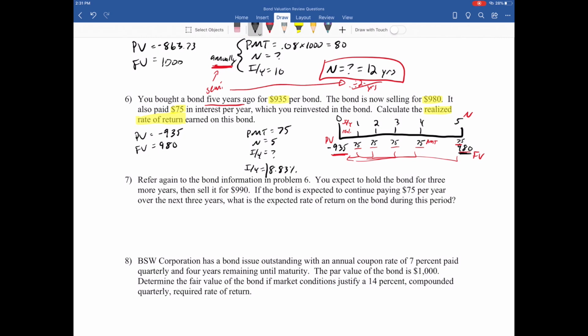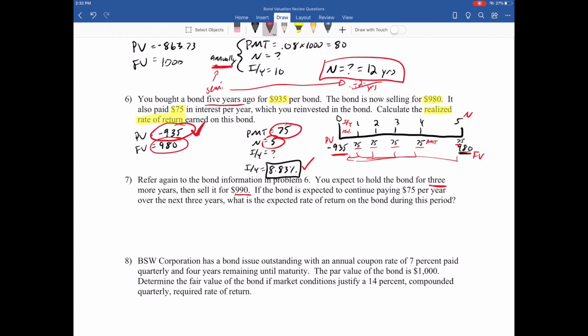So what does this 8.83% mean? I bought the bond for $935 5 years ago. Each year I've received $75 in interest, and then today I received $980 by selling the bond. The return on my $935 investment is 8.83%. Now when I move into question 7 here, using the same information, now I expect to hold the bond for 3 more years and sell it for $980.